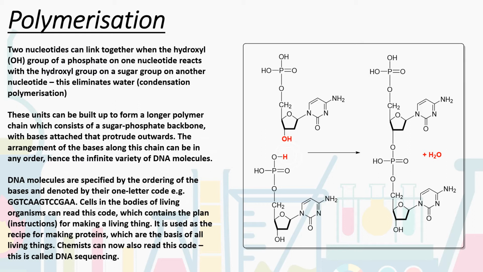Now, cells in the bodies of all living organisms can read this code, and this code contains the instructions, the plan for making living things. It's the recipe, if you like, for making proteins. And of course, proteins, as we said in the previous video, are the basis of all living things. Now, chemists can also read this code, and this is something called DNA sequencing. So we can actually, synthetically in a lab, make DNA.